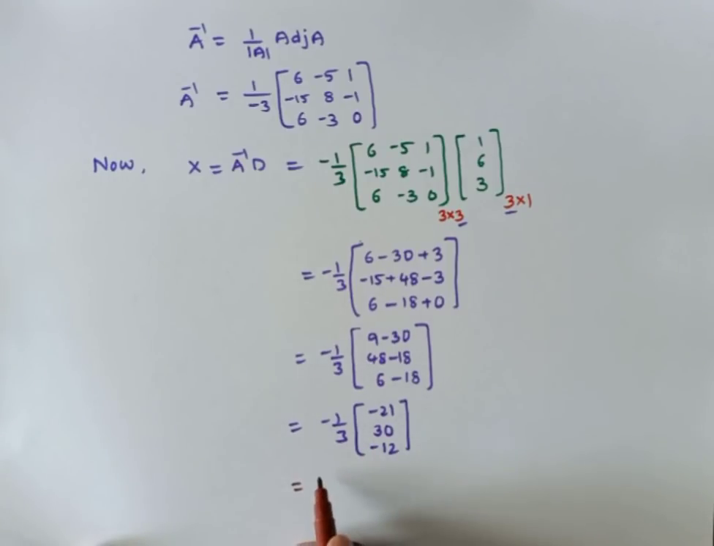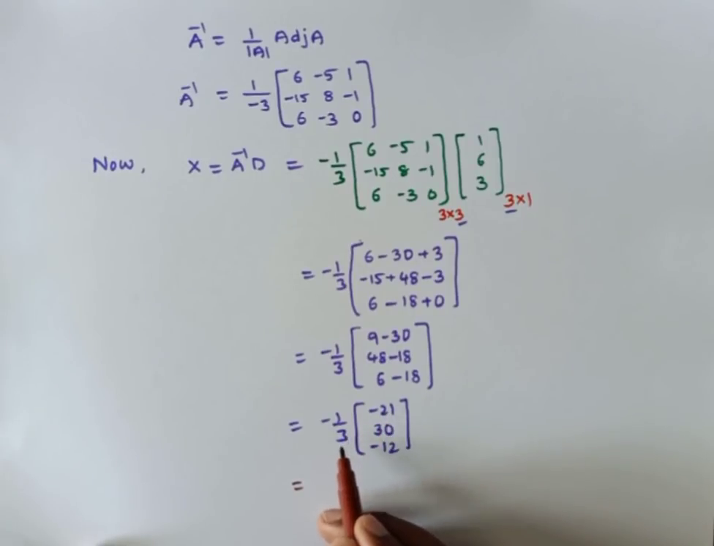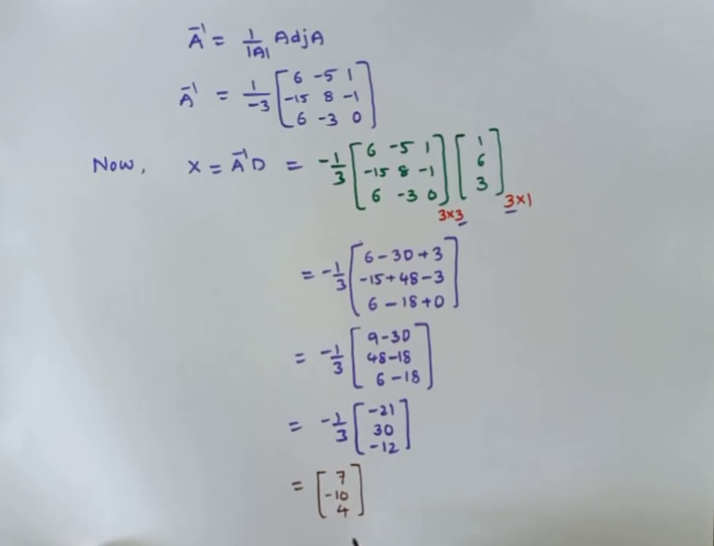Now multiply with minus 1 by 3. Minus 21 divided by minus 3 is 7. 30 divided by minus 3, that is minus 10. Minus 12 divided by minus 3 is 4. So this is the value of X. What is X? X means x, y, z. So this is our x, y, z.